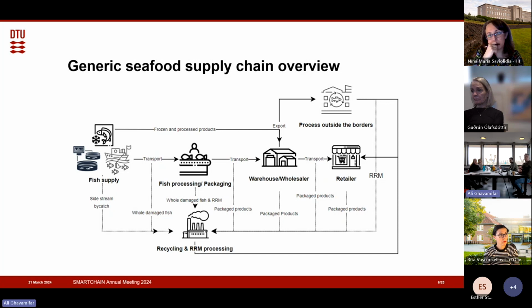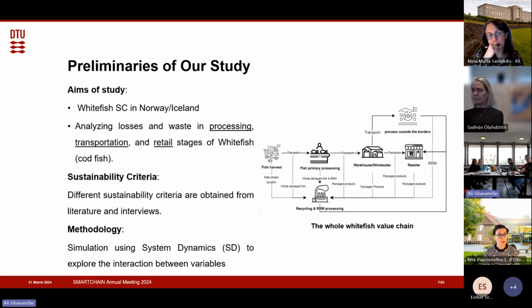Then, based on this generic seafood supply chain, we have our study, in which we focused on the whitefish supply chain in Norway and Iceland, and we analyzed the losses and waste in processing, transportation and retailer stage of the whitefish, specifically the codfish. And we considered some sustainability criteria. We have different sustainability criteria to evaluate the sustainability of the seafood value chain, and we use the sustainability criteria provided in work package 3, I think.